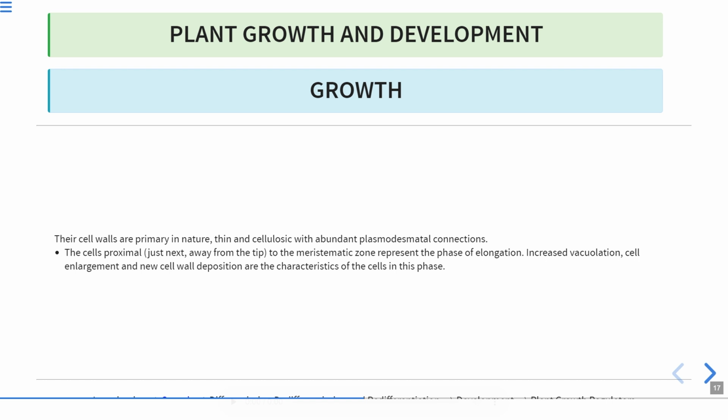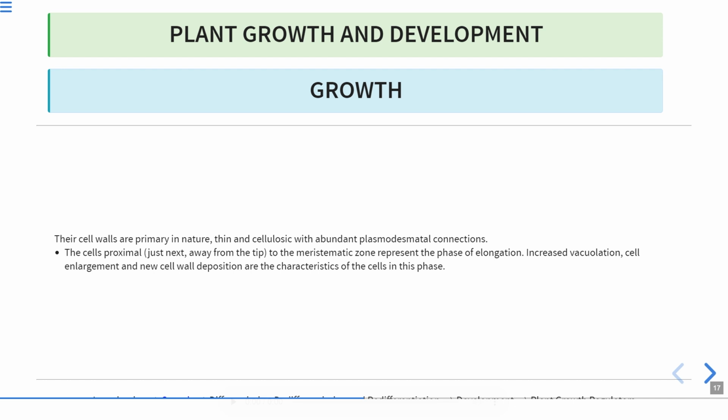Their cell walls are primary in nature. If we talk about the meristematic tissue, their cell walls are primary in nature. It does not have a secondary cell wall. Their cell wall is quite thin and cellulosic, with abundant plasmodesmatal connections. So you can see a lot of plasmodesmatal connections between the cells. This is the characteristic of the cell: the walls are primary, cellulosic, with abundant protoplasmic connections between the cells.